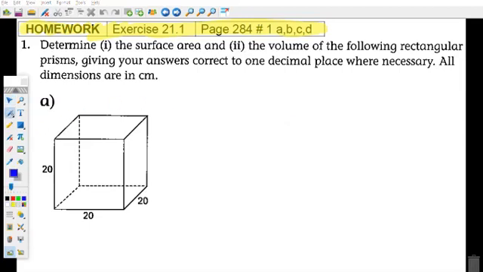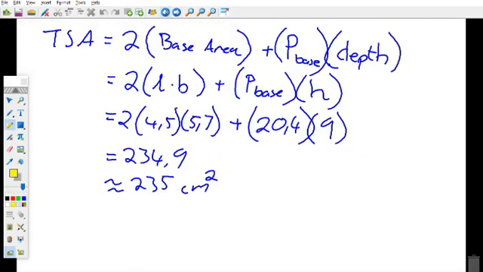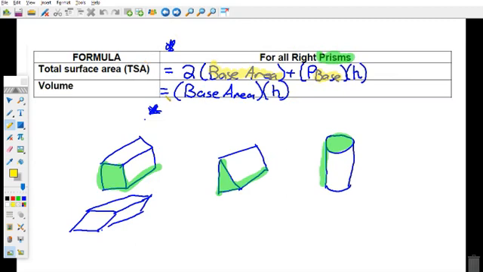Okay, so we're going to start some of the homework. So we're going to do the first part here. This is the rectangular prisms. We already talked about in class how to find the TSA, how to find the volume. It's over here. So total surface area, there it is. It's the same formula we've been working with. And then the volume, here it is, same volume formula we've been working with.